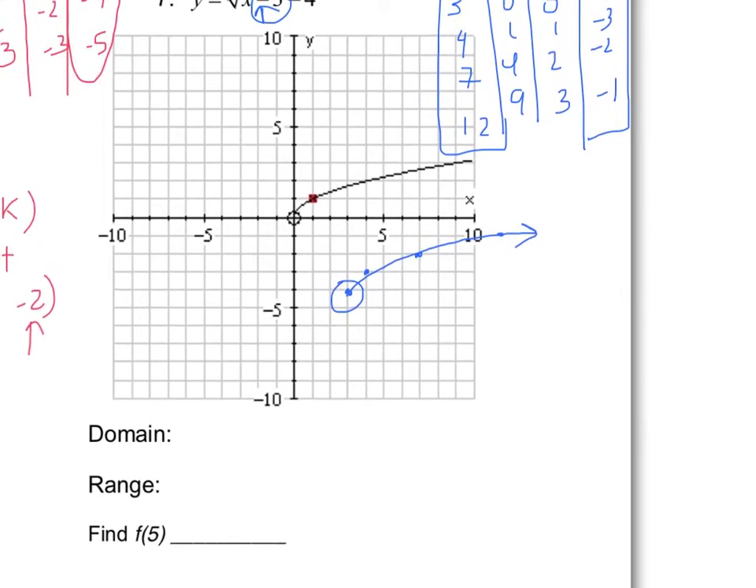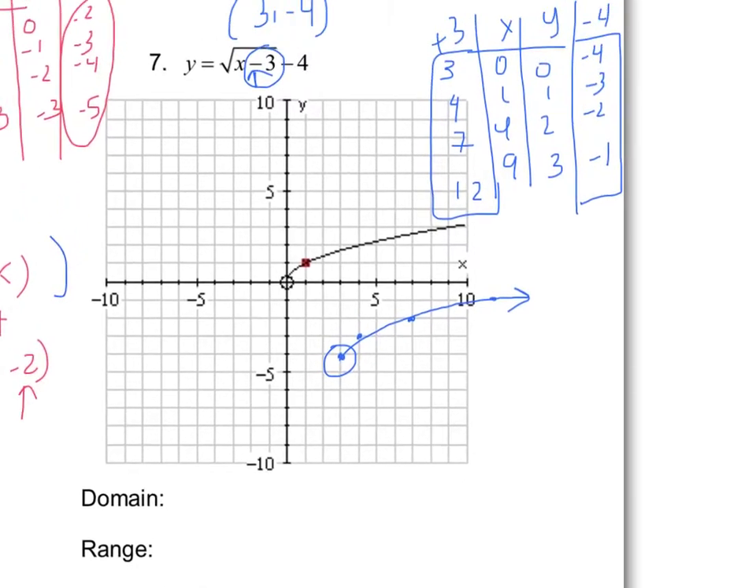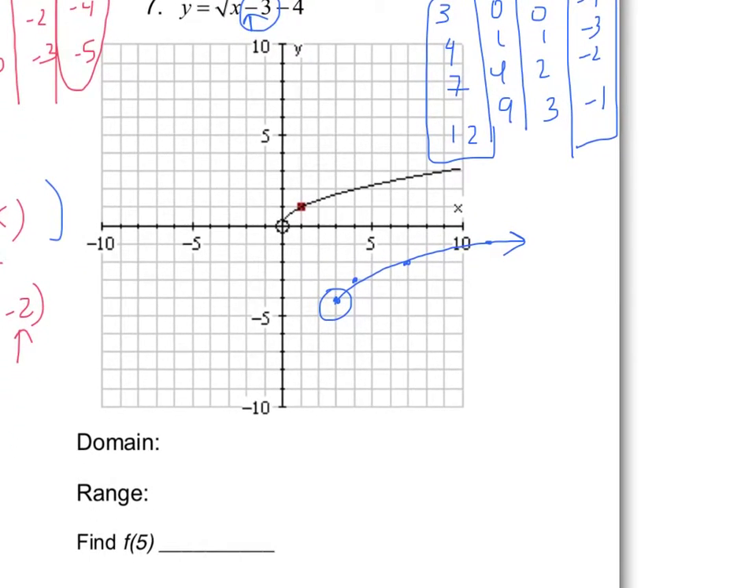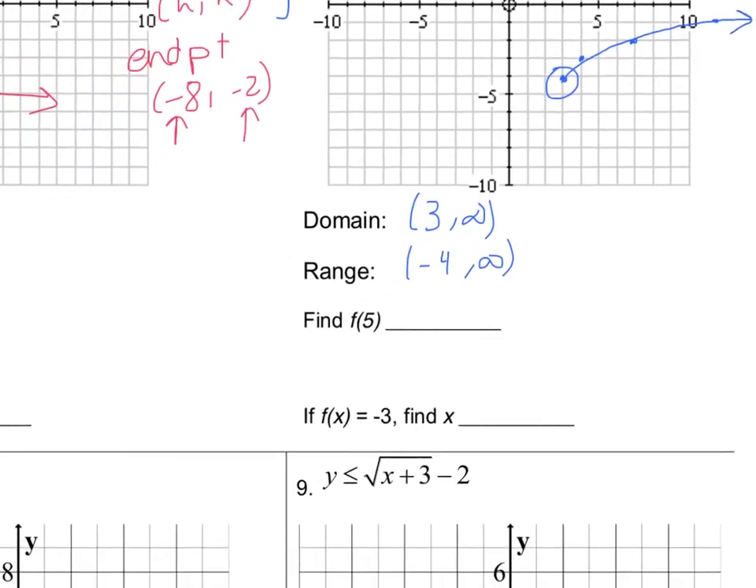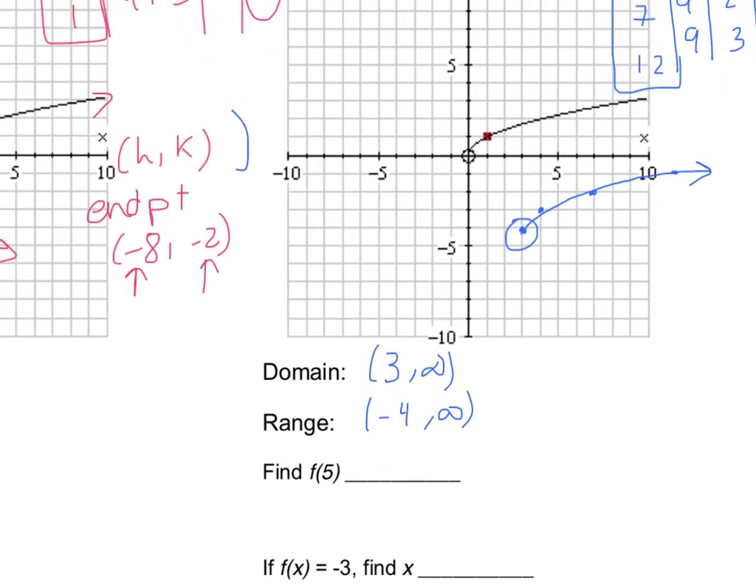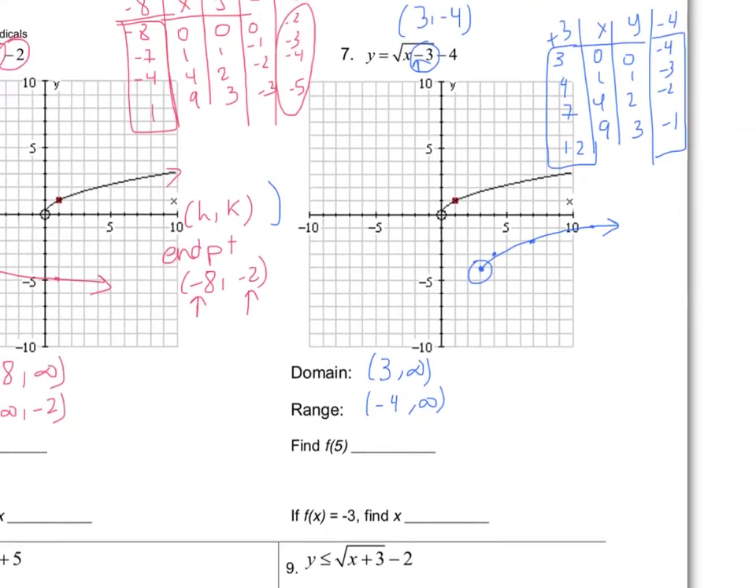Now the domain is from the x of the end point, so let's see what it is. It's 3 to infinity, always to infinity for the domain. And the range is going to be, since it's a shooting star, from negative 4 to infinity. If it's reflected, it would be from negative infinity to the point. Now that is how you graph radical functions.